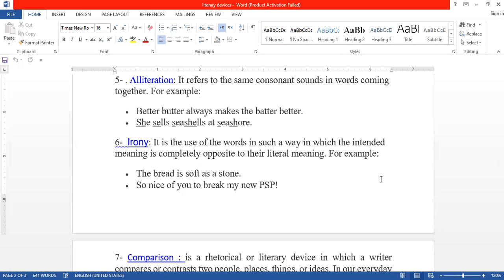We know that the bread is soft, yes or no? Yes. But what does it mean, as a stone? The stone is very hard, yes or no? Yes. But how do you understand the bread is soft as a stone? What does it mean? So he means the bread is like it's hard. Very good. In other words, the bread is not, indeed, soft.